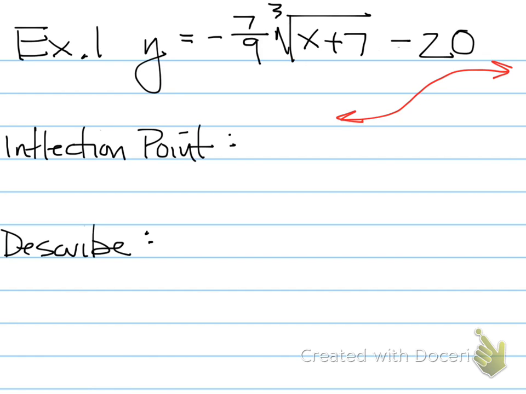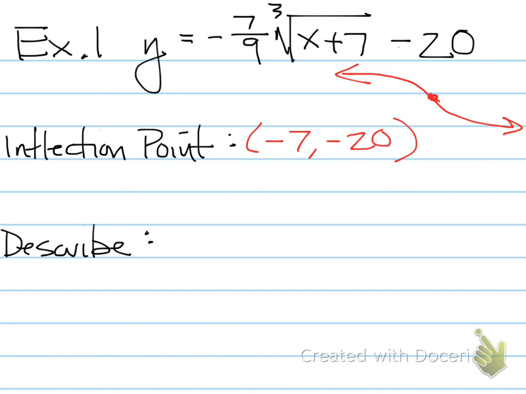That's what the parent graph looks like, but because a is negative, it's going to be vertically reflected, and it's going to look like this. The inflection point, again, is identified by h and k. H is negative 7, k is negative 20. And then to describe it, we're going to start with the negative. Again, the negative is reflecting it vertically.